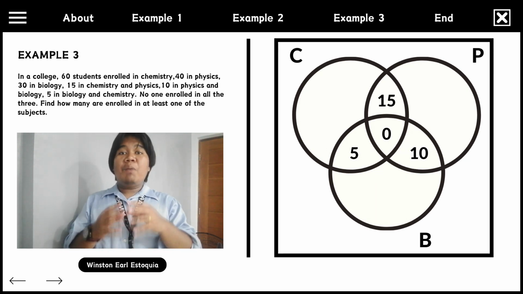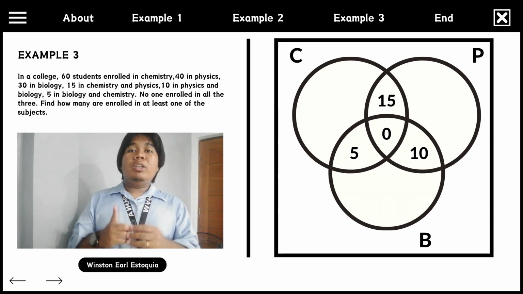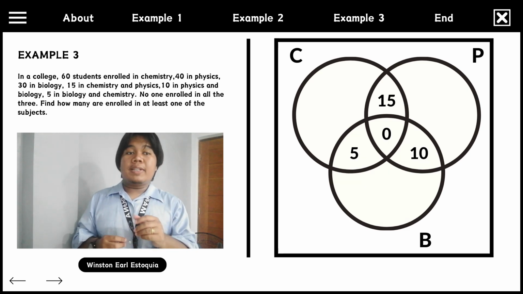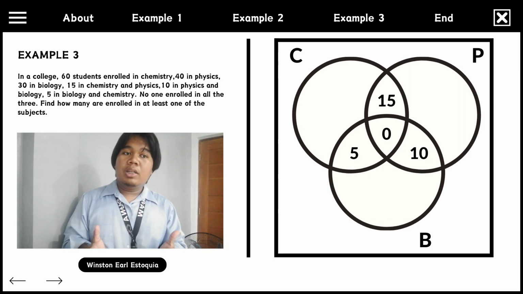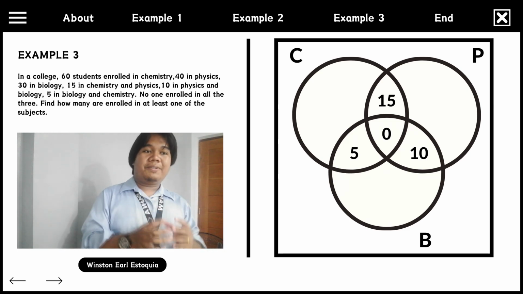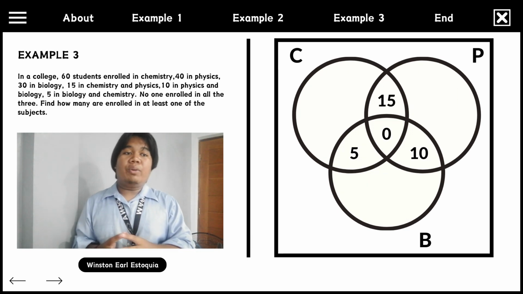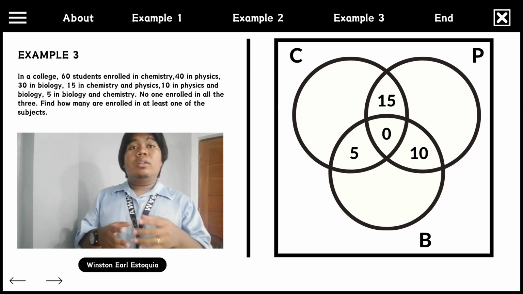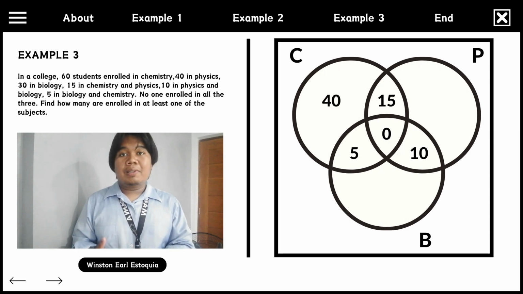Lastly, we need to determine how many students picked only one class. In order to solve this, we only need to subtract the numbers inside all of the circle's intersections from the initial number of the circle without those intersections. How? Let's give it an example. 60 students are inside the chemistry class, right? We will subtract 20, which is the sum of all of the intersections our chemistry circle is involved in. So 60 minus 20 is equal to 40. 40 students are in only the chemistry class.